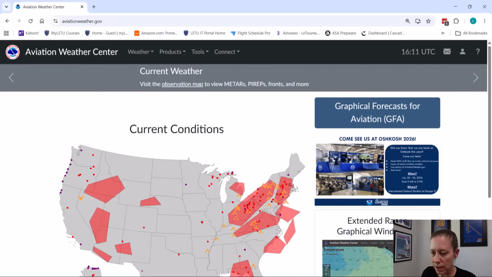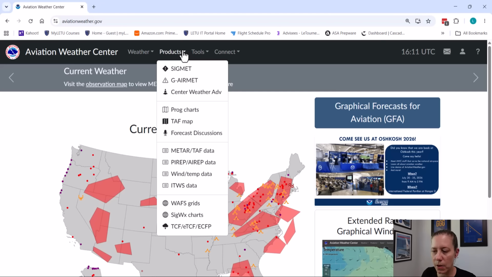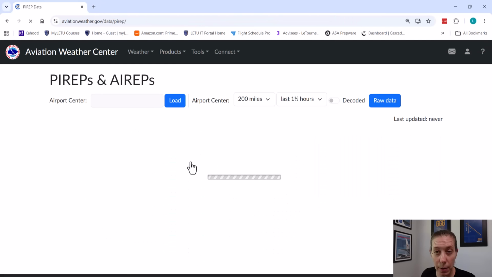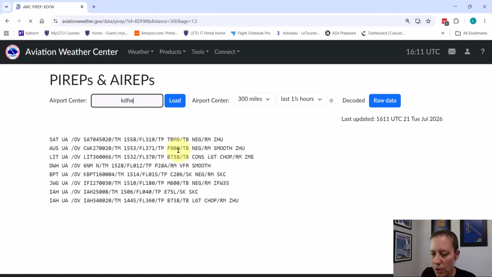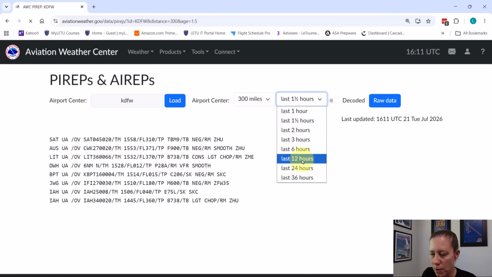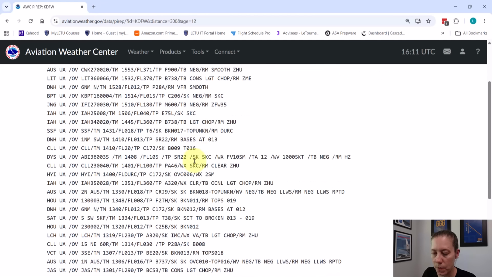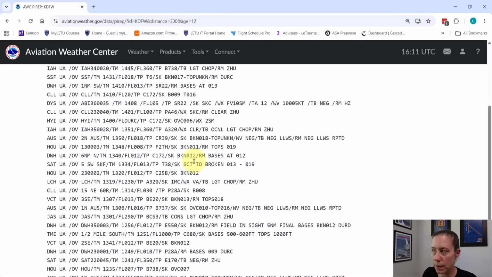Okay, so let's go ahead, and I'm going to go on Aviation Weather Center, which is aviationweather.gov. You can go ahead and follow along. I'm going to go to the PIREPs, and we'll pull up some PIREPs and load it, and we get a fair amount of PIREPs, but if I make the window longer, we can get a lot more pilot reports. Okay, so we'll switch over to me being the examiner here.